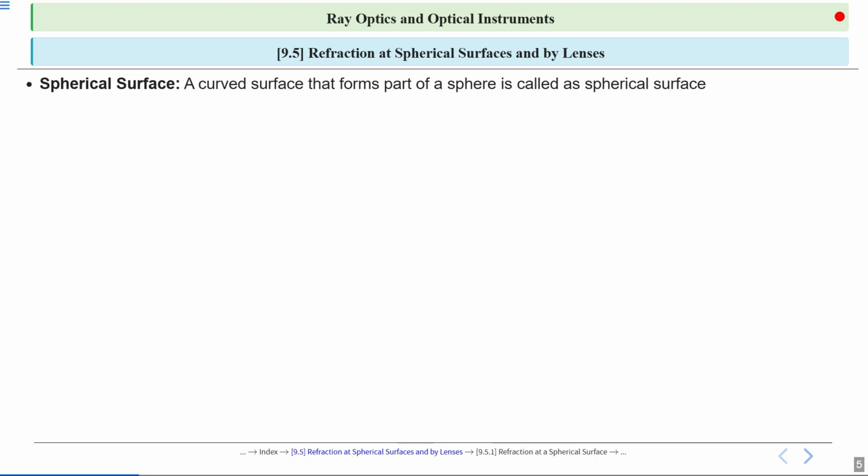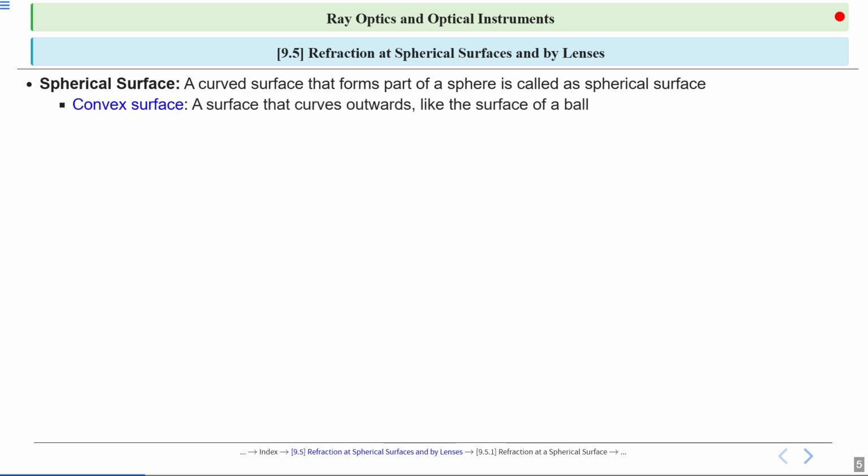Similarly to the two types of mirrors, we will discuss two types of spherical surfaces. One is convex, one is concave, explaining their shapes and optical significance. A curved surface that forms part of a sphere: a surface that, if we extend it, forms a part of a sphere, or we can say the surface is a part of a sphere, is called a spherical surface.